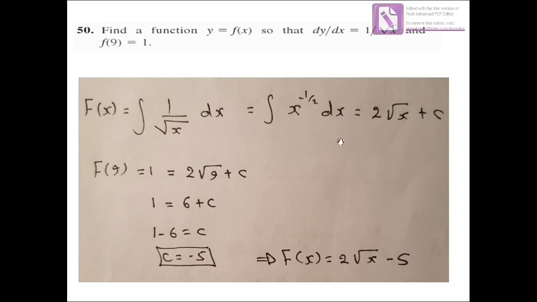So first you will find the antiderivative, then you will take the initial condition and substitute it in your integration, or the value of your integration. Once you substitute, you will get the value of c. So you get the value of c, just rewrite your function and rewrite the constant c.